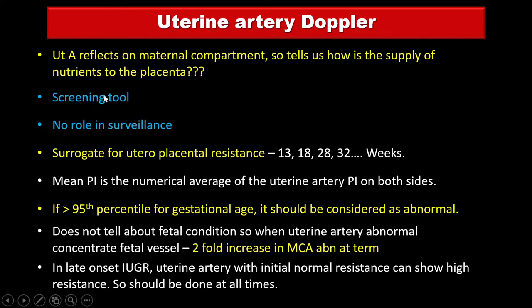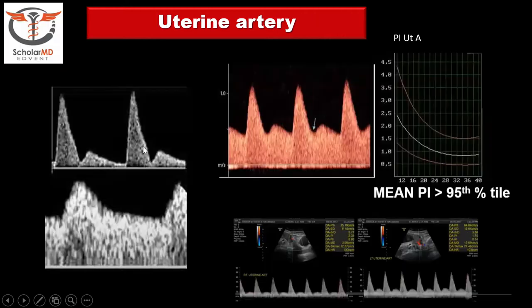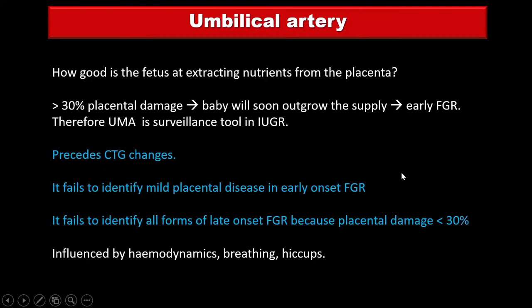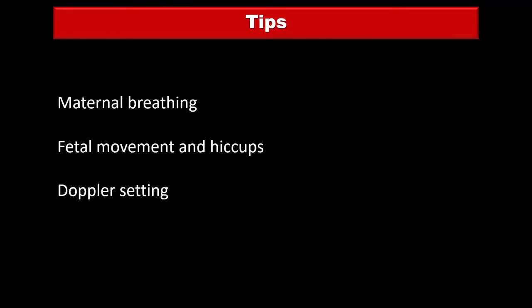So uterine artery Doppler is a screening tool and there is no role in surveillance. And umbilical artery Doppler has a role in diagnosis when the PI is more than the 95th centile. It also has a role in prognosis as the umbilical artery Doppler progresses to absent or reverse end-diastolic flow. Umbilical artery Doppler changes precede CTG changes, but it may fail to identify mild placental disease, that is stage 1 early onset FGR. It fails to identify all forms of late onset FGR as well, where the placental damage is very small. And there are certain tips to doing the umbilical artery Doppler.